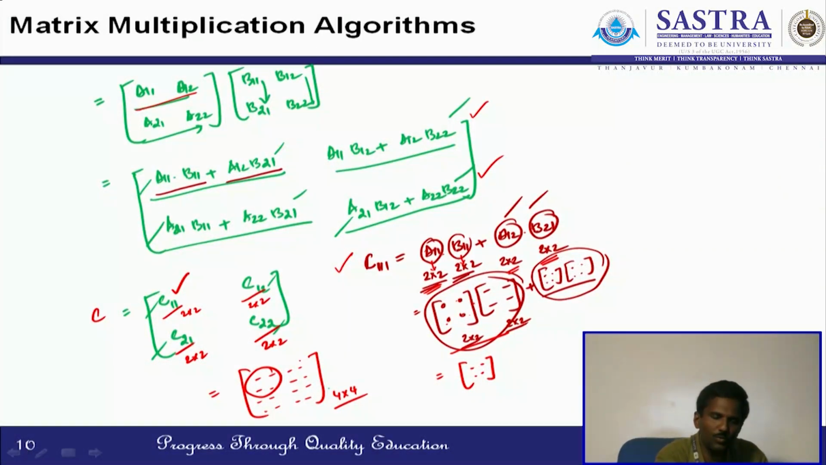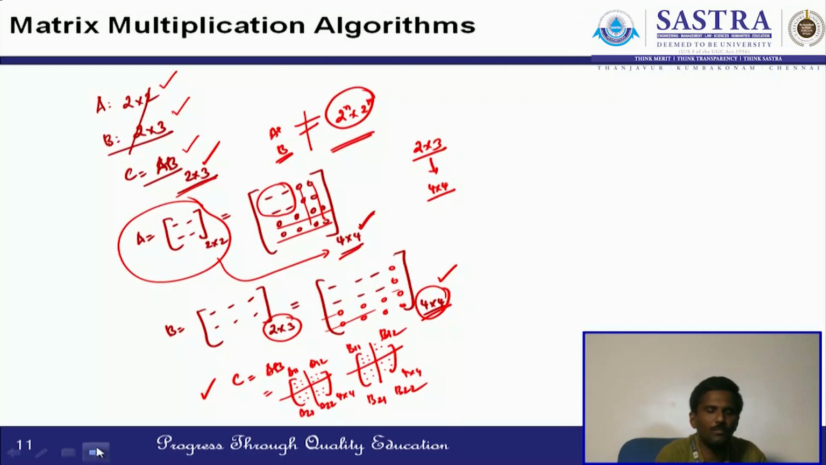Likewise, C12, C21, C22 are all 2 by 2 matrices, so the resultant matrix C takes an order of 4 by 4. Since A and B are matrices of order 4 by 4, the resultant matrix C is of order 4 by 4. Here we have converted A into 4 by 4, B into 4 by 4, and then we have obtained C as 4 by 4. The resultant matrix C is equal to AB, which is of order 4 by 4.